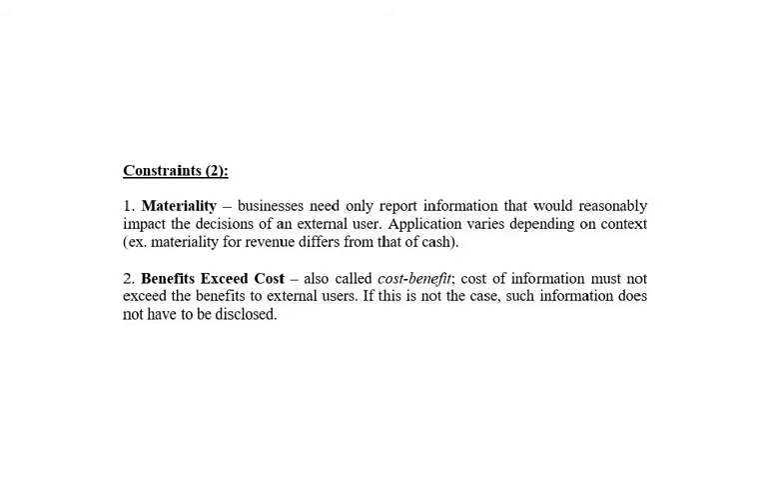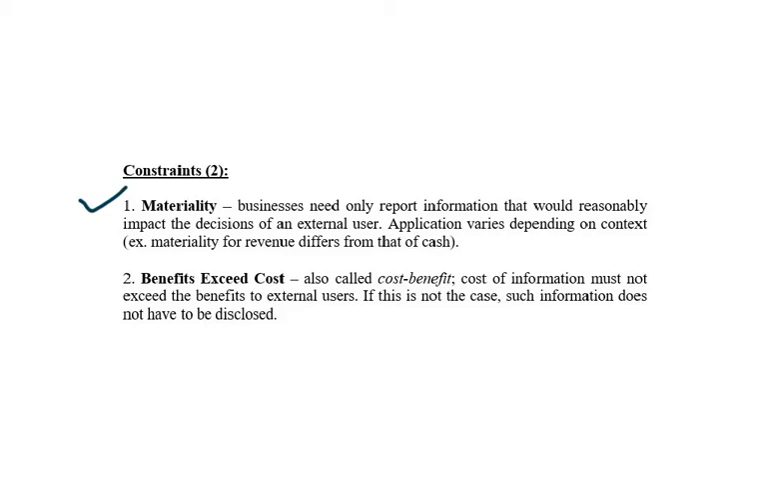And then lastly, we have a couple of constraints on our hands. In other words, these are the things that are telling us, is there some point at which, regardless of what our principles and our assumptions are, we get to a point where we say, well, maybe we don't have to worry about that thing. And the two are materiality and benefits exceeding cost, also known as cost benefits.